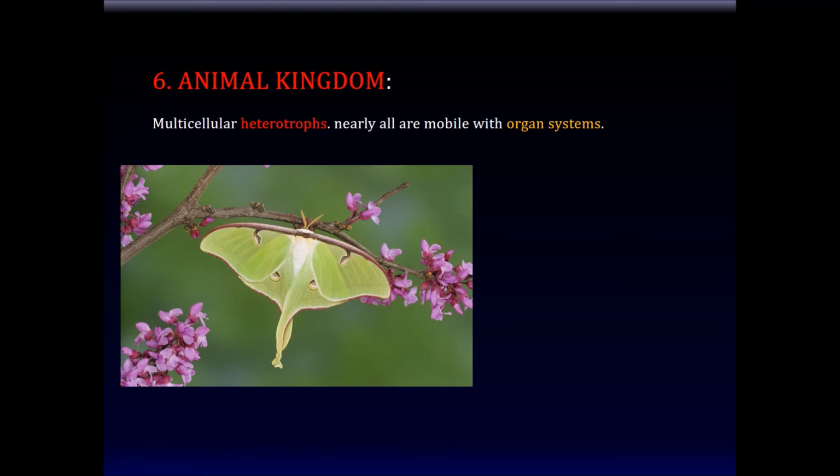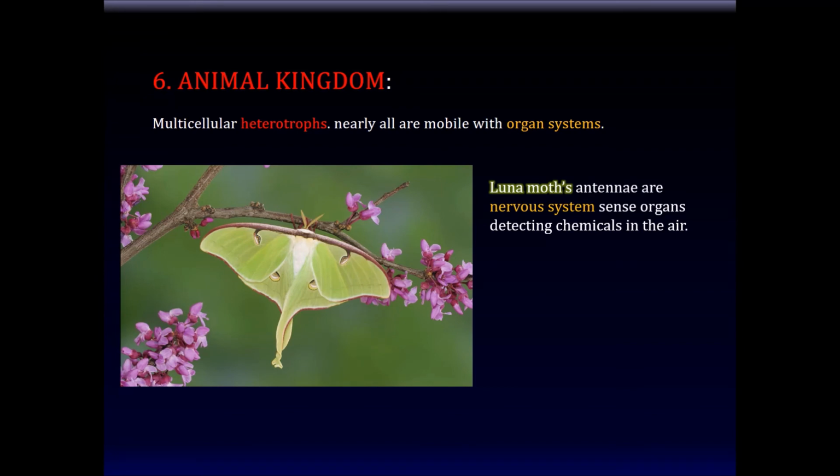Multicellular heterotrophs. Animals do photosynthesis? Yes or no? No, silly, they don't. Nearly all of them are mobile at some stage, at least in their life. And they have organ systems like the circulatory system, the cardiovascular system. Don't forget the gastrointestinal system, very important.